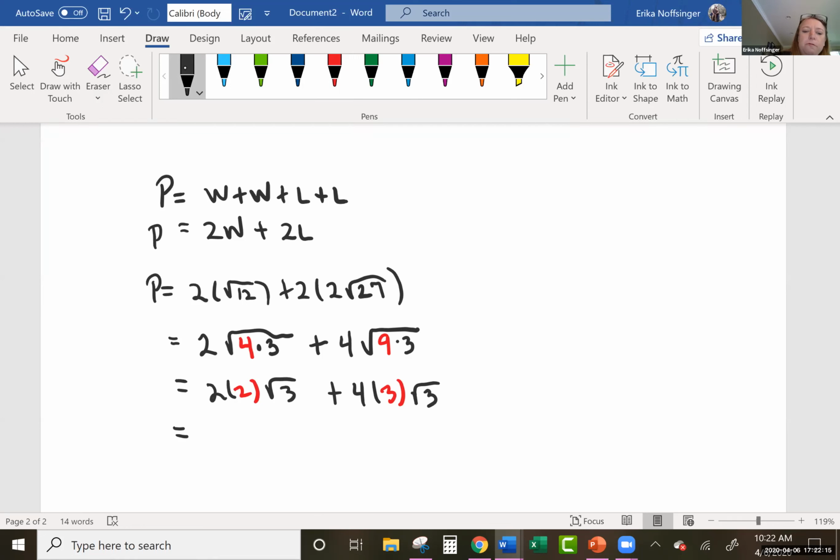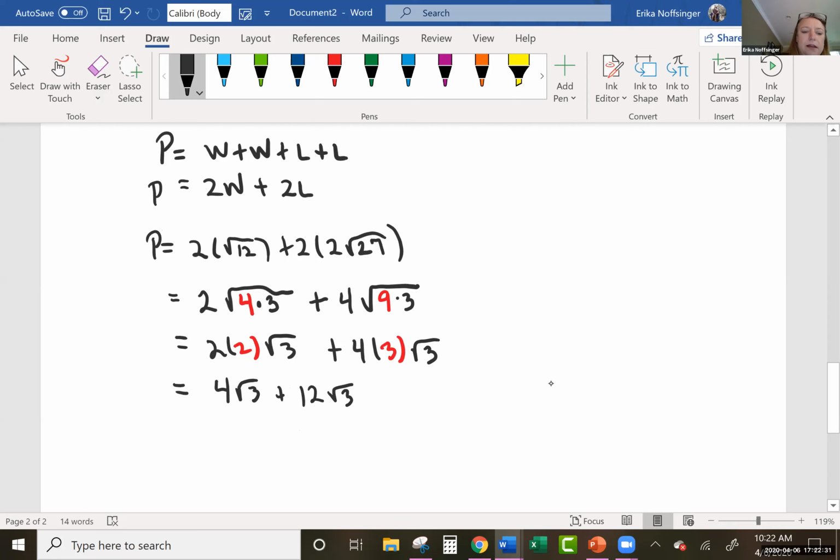So we have 4 root 3 plus 4 times 3, so 12 root 3. And so now that we have the same number underneath the radical, they're the same index, we can just add these together. So this would be equal to 16 root 3.